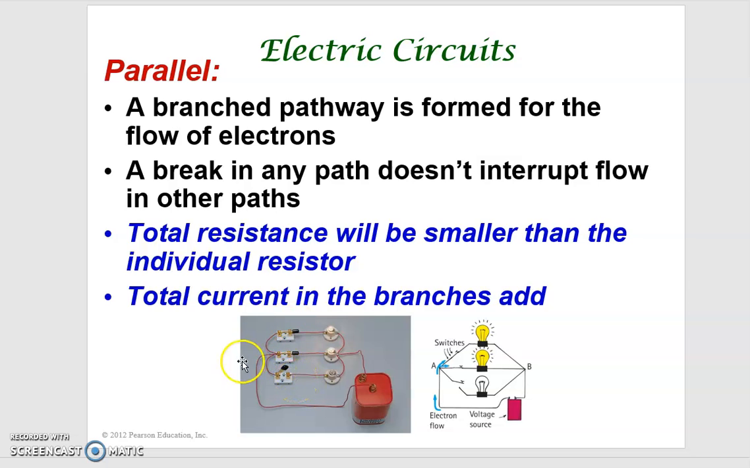However, the total current is the summation of the individual three. So the current will flow out, and at this point, there are three branches. The current will split into three components and combine together at this point, going back to the battery. So this is the parallel circuit. And these two circuits are a very important concept in these chapters.